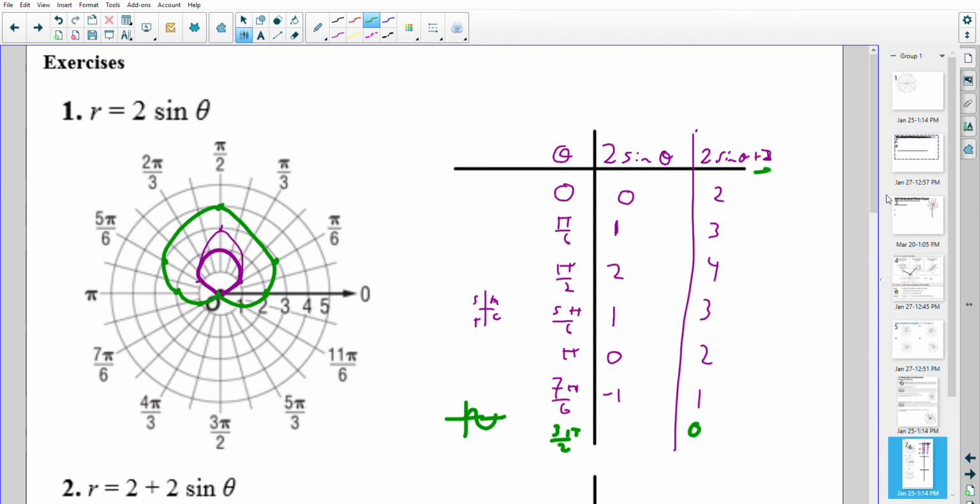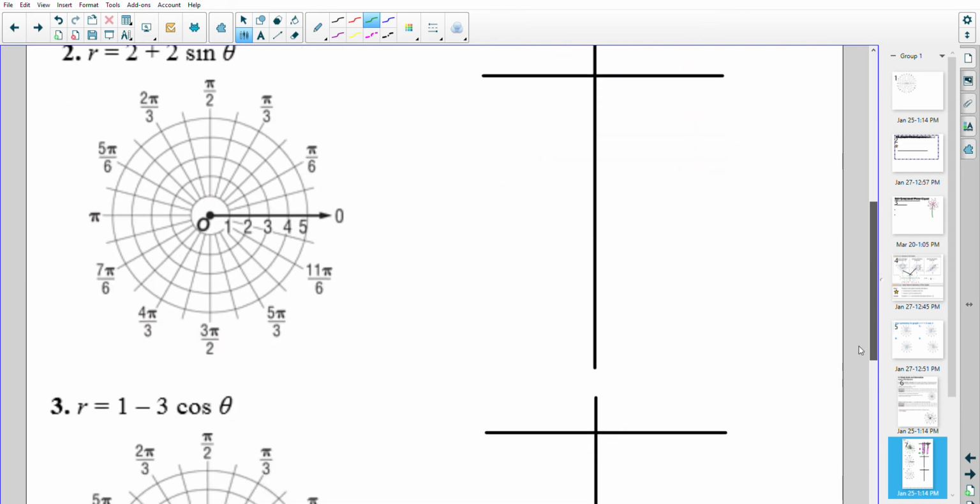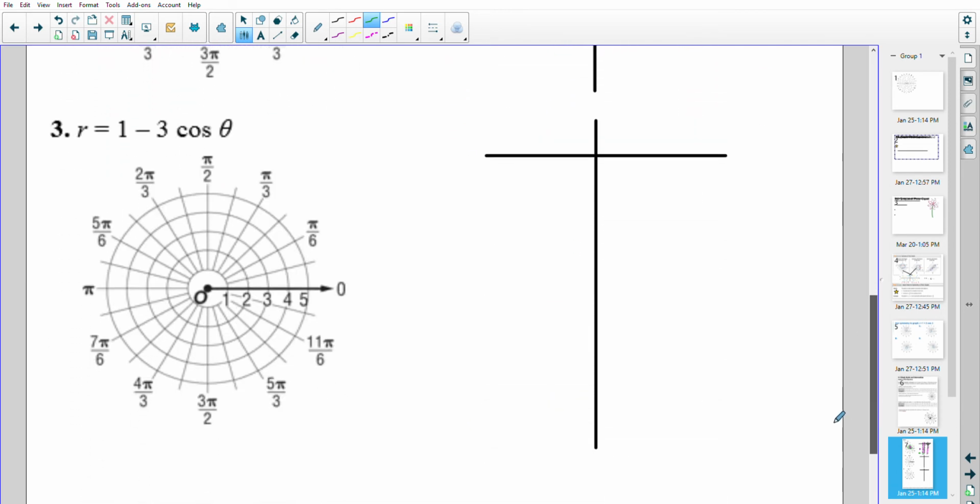Let's go on and do one more graph with the cosine, and I'm going to remember that the cosine is actually symmetric about the theta equals 0 line, and I can do this, just do an asymptote there to remind me that the top has got to be the same as the bottom because of this right here. All right, I want to go ahead and get some points. So I have my theta, 1 minus 3 cosine theta, and again, convenient thetas.